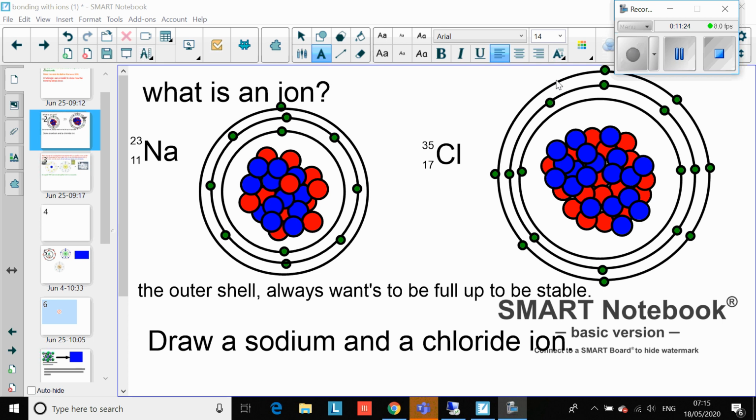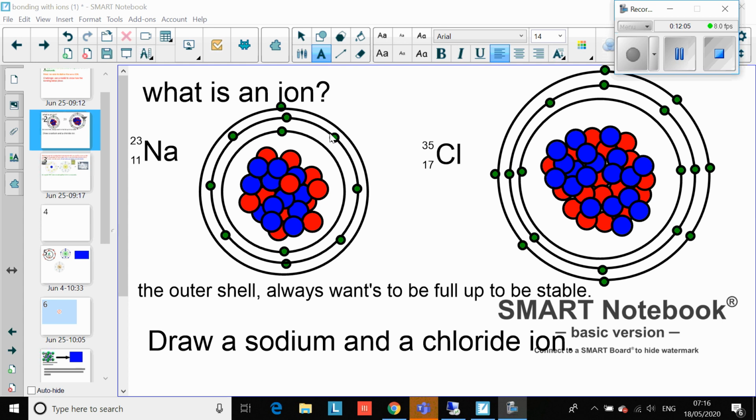So if you remember the earlier thing, the outer shell always wants to be full to be stable. Now this is where certain elements start to cooperate. They do something called ionic bonding. I'm going to explain what it is. We'll start with sodium. How many electrons does it have in its outer shell? It's got 1. So the question you would ask is, is it easier for it to get a full outer shell by ditching 1 or trying to gain 7 to fill it? The obvious answer is it's easier to ditch 1.